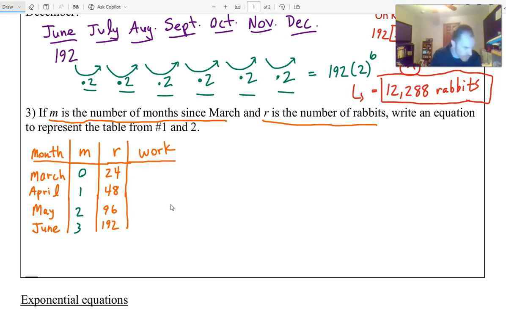The work we could do, again, I'm going to come back to March for the work. But let's see, in April, what did we do? We said we could take the 24 rabbits from March and double, multiply by 2. So that's the work that I could do to get that 48. Now, May, you could say that we could take the 48 rabbits from April and double it. But what I'm going to do is I'm going to keep the 24.